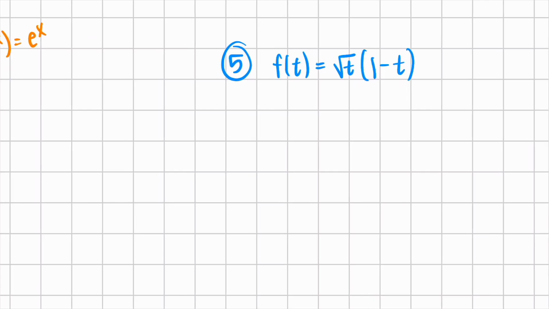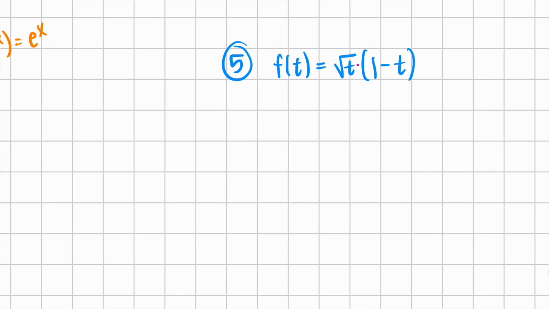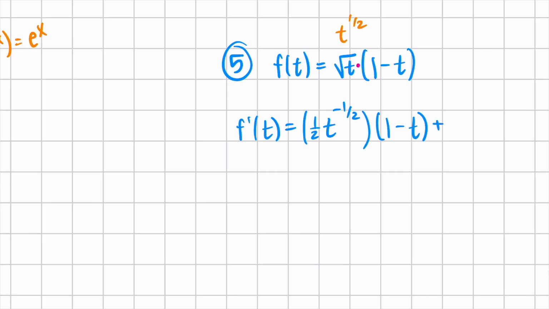Last one. I am multiplying the square root of t times 1 minus t. When I take my derivative, keep in mind that square root of t is the same thing as t raised to the 1/2. So I'm going to take the derivative of that first. I get 1/2 t to the negative 1/2. Leave the second function, leave that 1 minus t. Plus, now leave that first function. Derivative of the second function, derivative of 1 minus t is going to be negative 1.